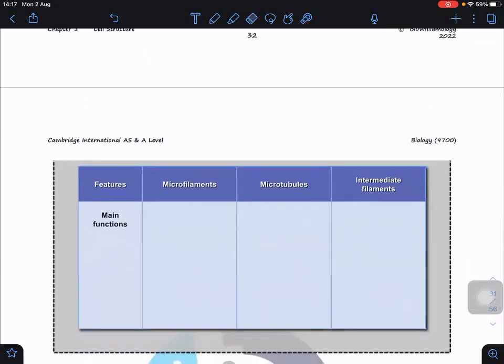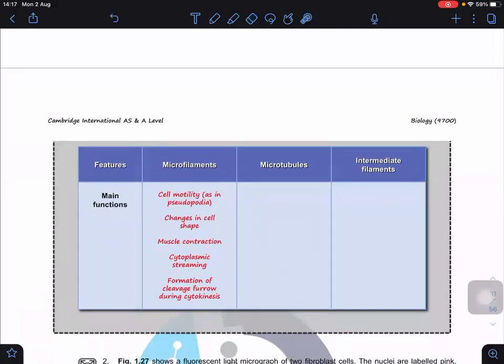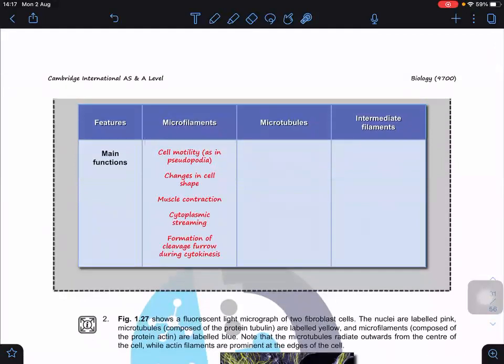So what are the functions of microfilaments? As I said, they are involved in the shape of the cells. So as long as anything changes the shape of the cells, then microfilaments are involved. For example, how the cell can move, like the amoeba. So how can the amoeba move? Cell motility means that we change the shape of the cells.